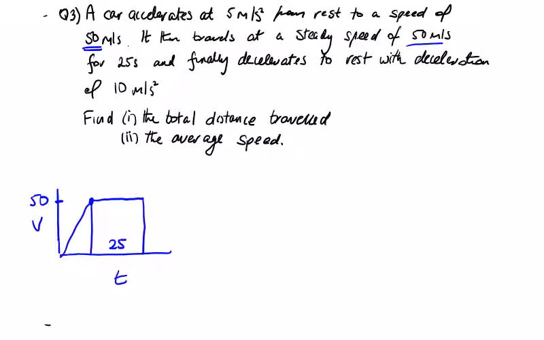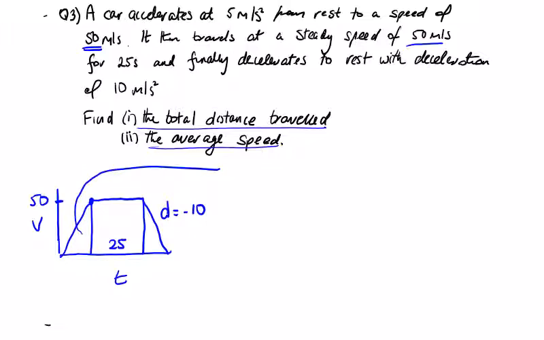And it finally decelerates to rest with a deceleration of 10. So we'll call that D. D is equal to minus 10 in here. So the total distance traveled, the average speed. Okay. If we look at our first triangle, we have U is equal to 0, V is equal to 50, and acceleration A is equal to 5.